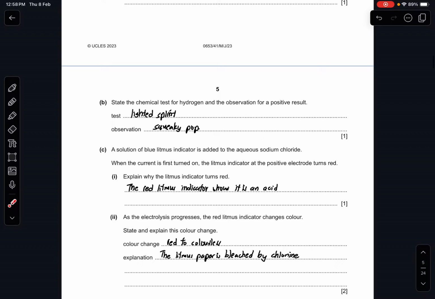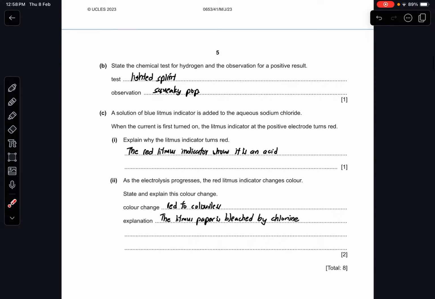Okay. B. State the chemical test for the hydrogen and the observation for a positive result. So we test using a lighted splint and the observation will be a squeaky pop. Okay. C. A solution of blue litmus indicator is added to an aqueous sodium chloride. When the current is first turned on, the litmus indicator at the positive electrode turns red. Part 1. Explain why litmus indicator turns red.